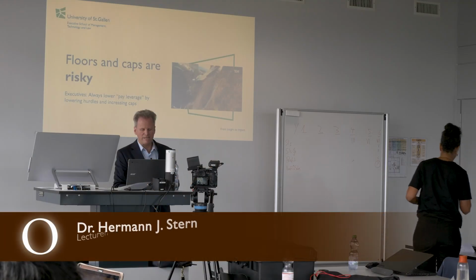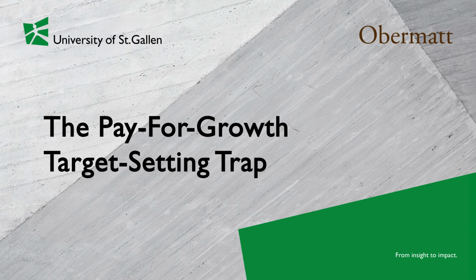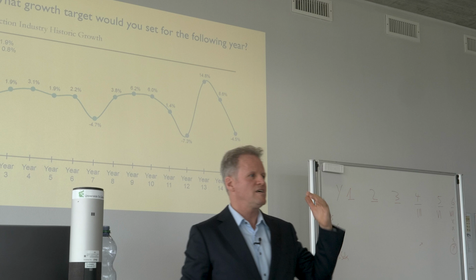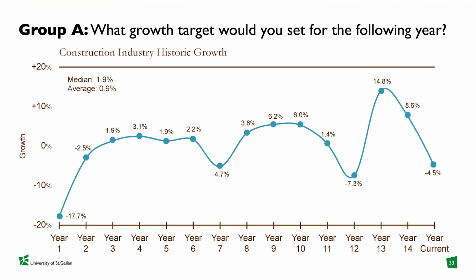Now you actually split up and we talk about target setting. There are 4 different groups and you work in your group. Group A is an industry average, history. It's an actual history. Nicole did the analysis.